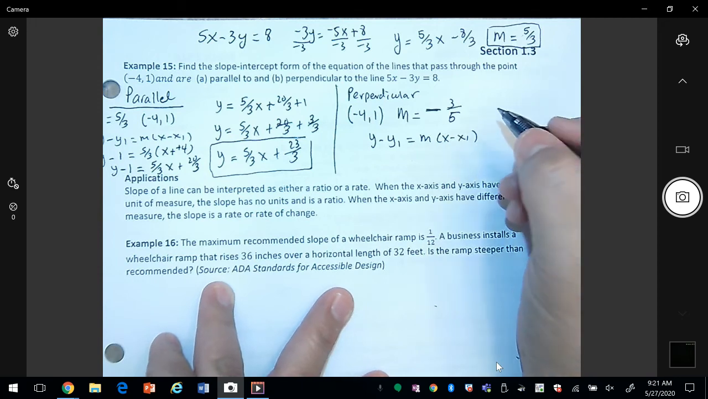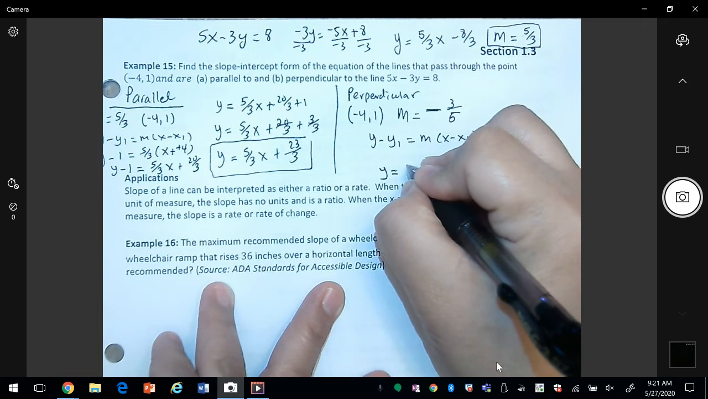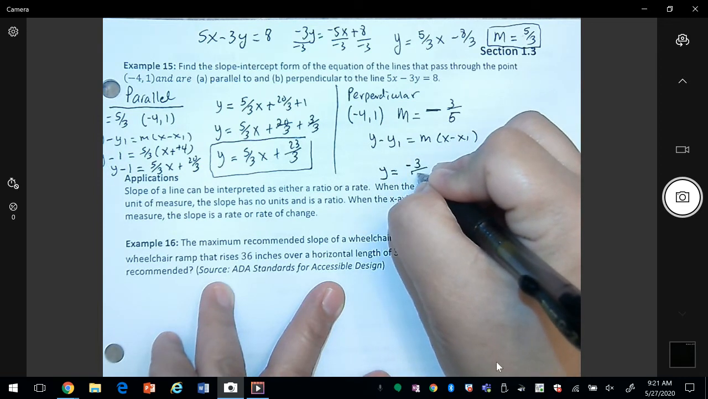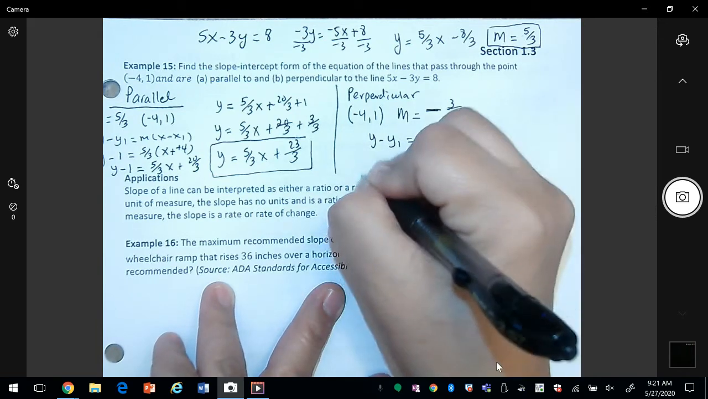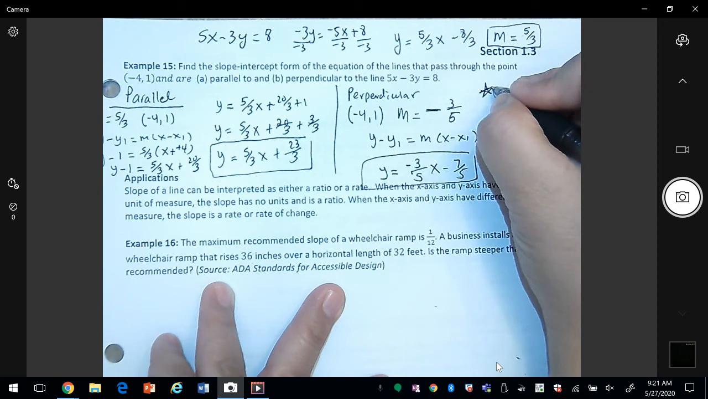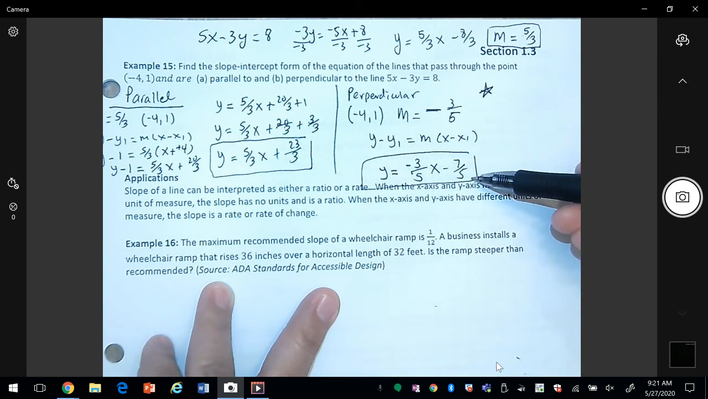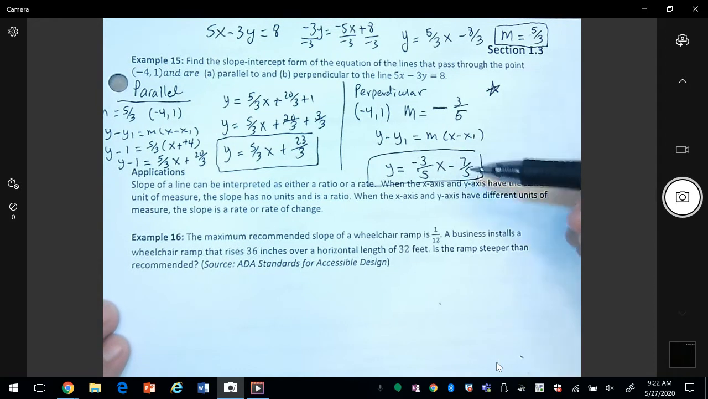So if you do this correctly, then your answer would be y equals negative 3/5 x minus 7/5. So I'm going to put a star here, and that means try it on your own and see if you get this answer. If you don't, please reach out to me and I'll help you find your mistake.